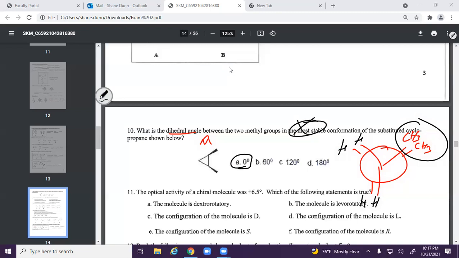That wording right there is very bad. If that was not there, that would be correct. This would be 0, right? But total eclipse is not stable at all. It is the highest energy Newman projection. So it's not stable, but it is the angle given.